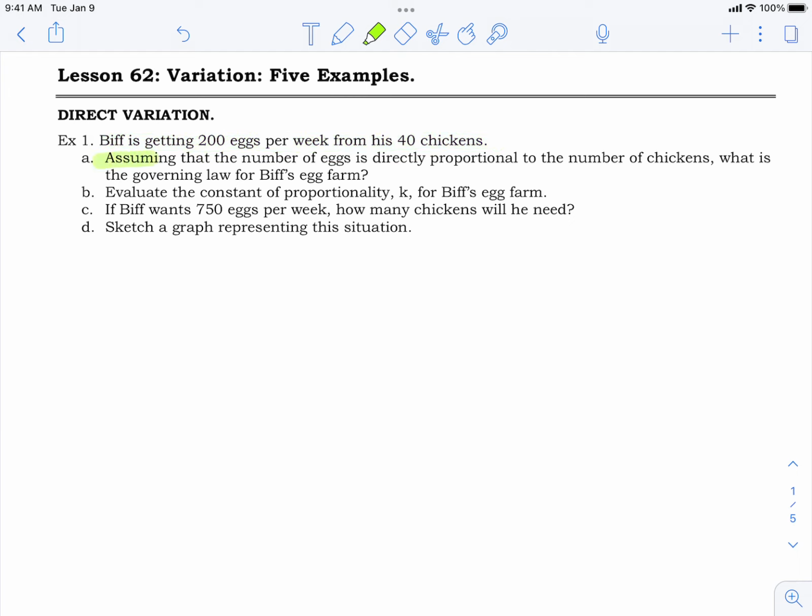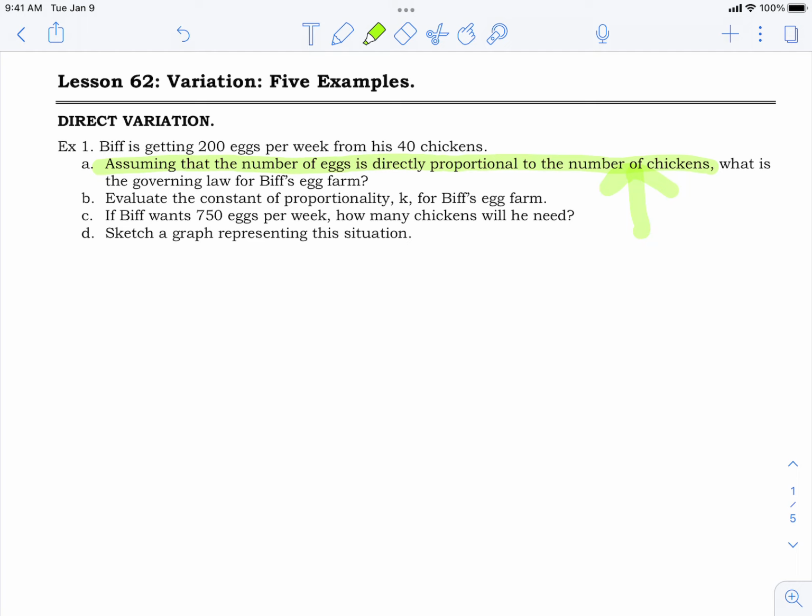assuming that the number of eggs is directly proportional to the number of chickens, and this is what I mean by the language of variation right there. These kind of phrases where they say blah is directly proportional to blah, and that could be inversely proportional. It could be all kinds of stuff that we'll see in this lesson. But this is the kind of language that you will see in your various science books and technology books and stuff like that. So anyway, continuing. Assuming that the number of eggs is directly proportional to the number of chickens, what is the governing law for Biff's egg farm?